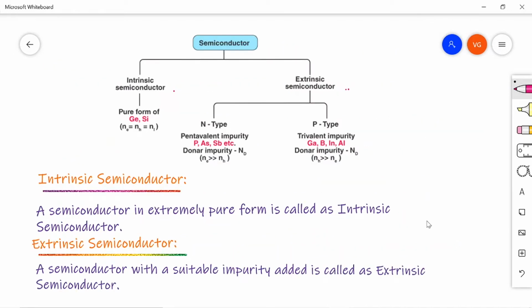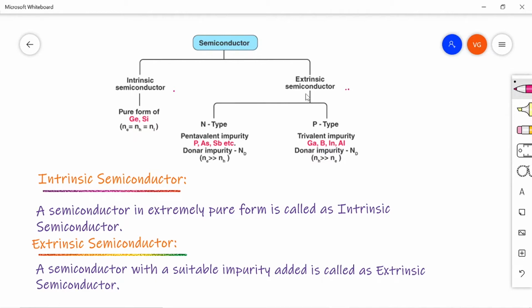Let us see the classification of semiconductors. We know the materials are divided into three types: conductors, insulators and semiconductors. Semiconductors are again divided into two categories: intrinsic semiconductor and extrinsic semiconductor. Intrinsic semiconductor is the extremely pure form of semiconductor. Examples are germanium and silicon. In these types of materials, the number of electrons, Ne, is equal to the number of holes.